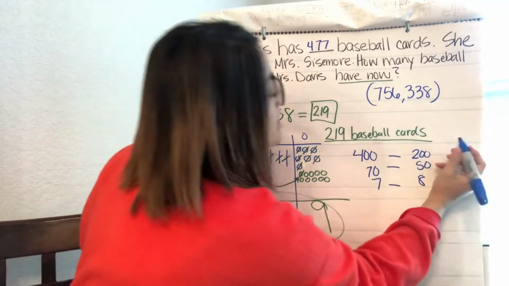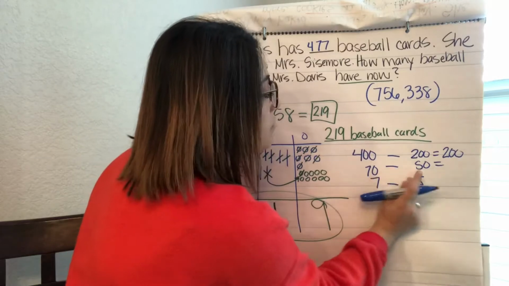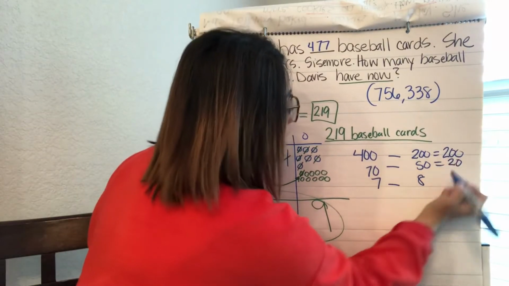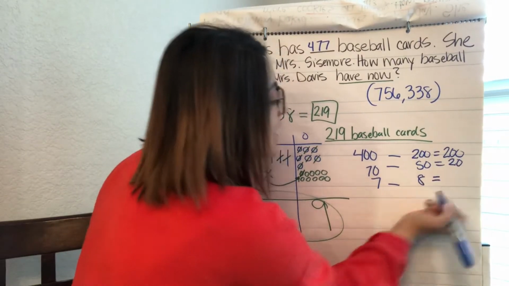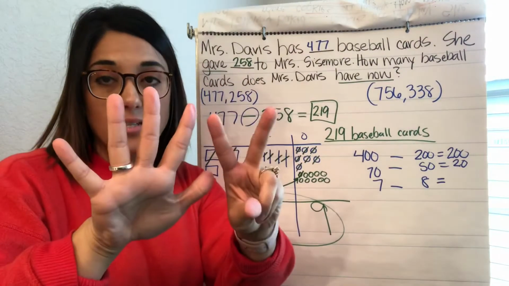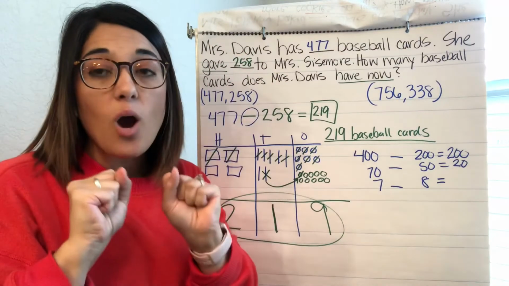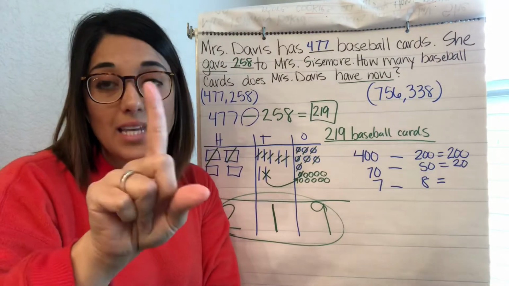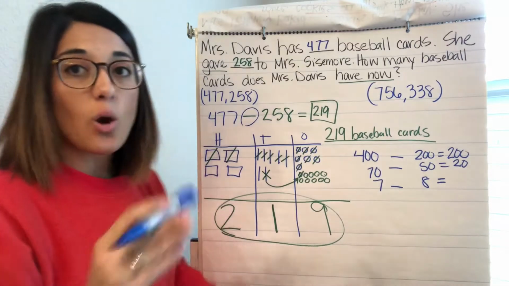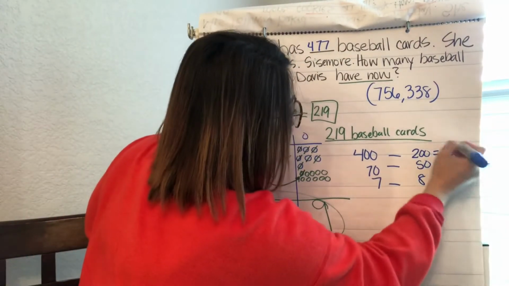So 400 minus 200 equals 200. 70 minus 50 equals 20. And 7 minus 8, so I have 7, but I need to take away 8. Okay, I need to take away 8. So I can take 7 away, but I would have 1 left to still take away. So I would have a negative 1, okay?